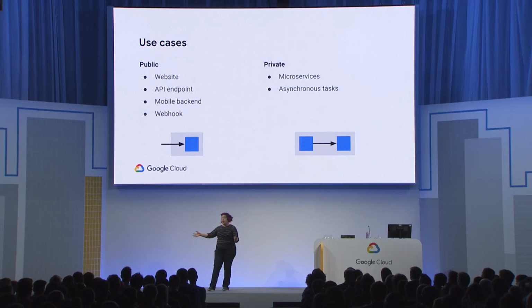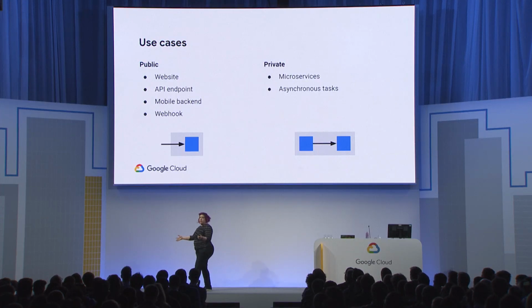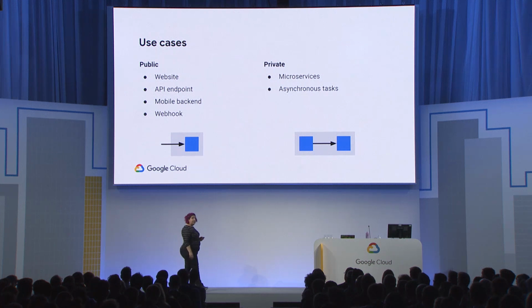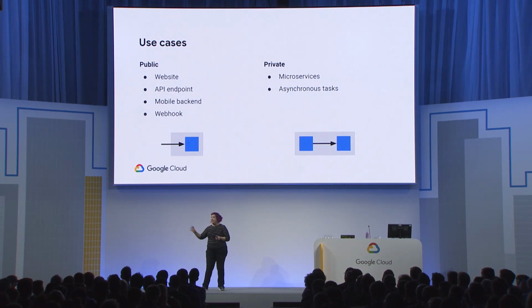Now, in terms of other cases where you have private services, maybe you have a microservice that's only called by your other code. I showed you how you can secure that. Or you might have asynchronous tasks. Whenever there is a new message in a Pub/Sub topic, instead of writing code to poll that topic and have basically a busy wait in a loop that you're paying for the compute, you can have that asynchronously trigger your code.